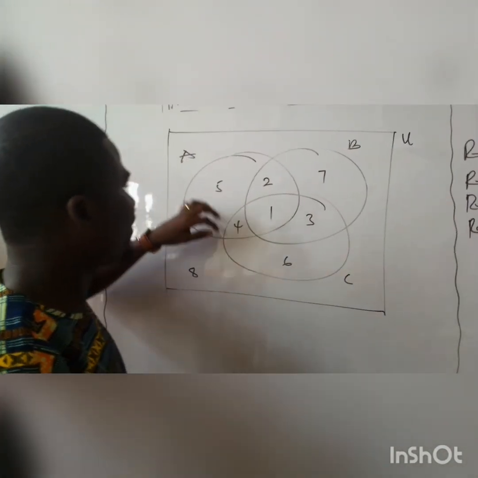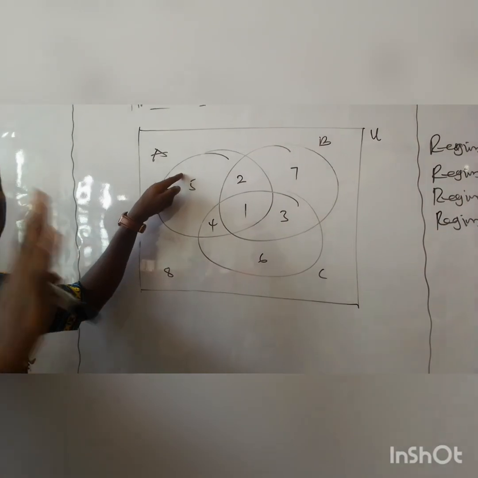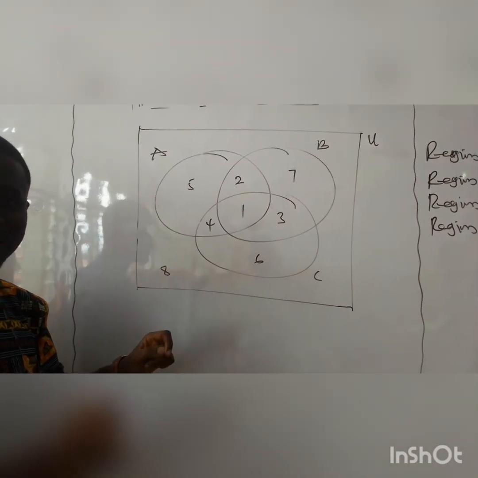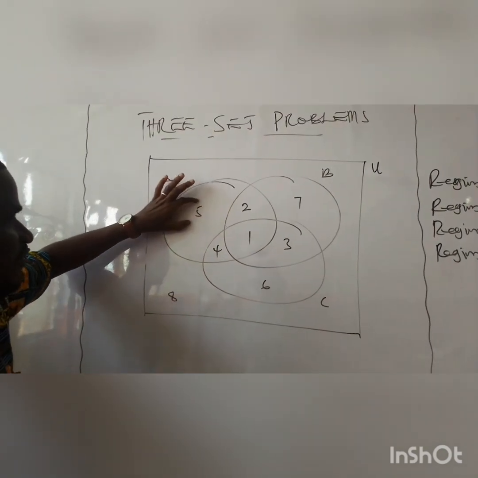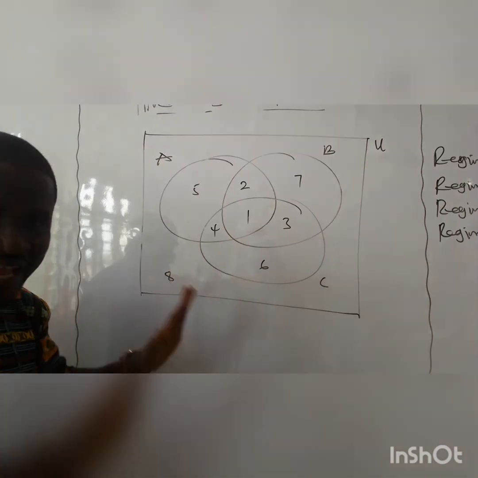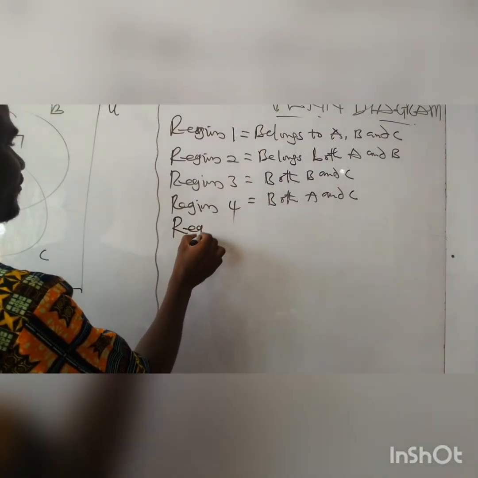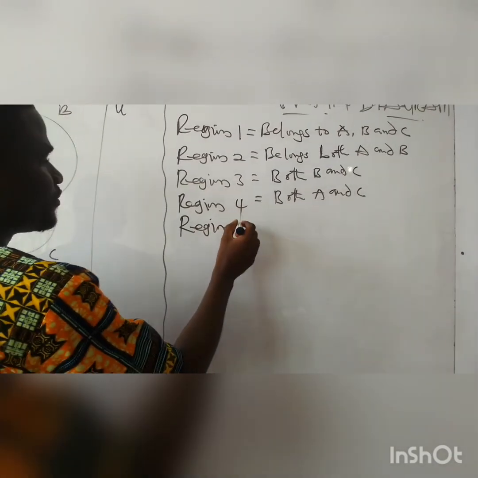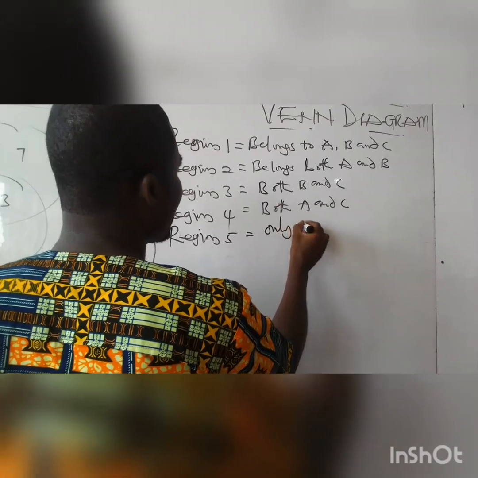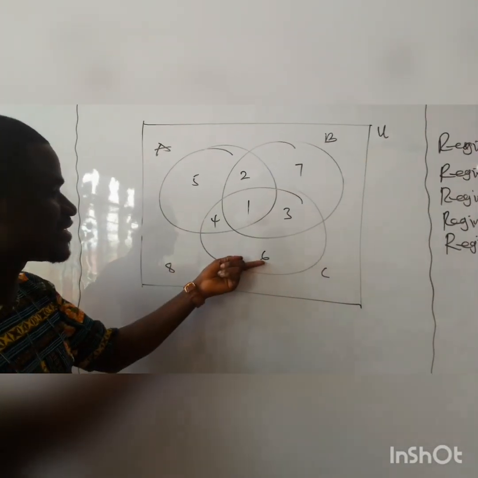Now let's go to region 5. Region 5 belongs to A only. Are we getting it? Good. Region 5 belongs to A only. Those who offered only A. Good.